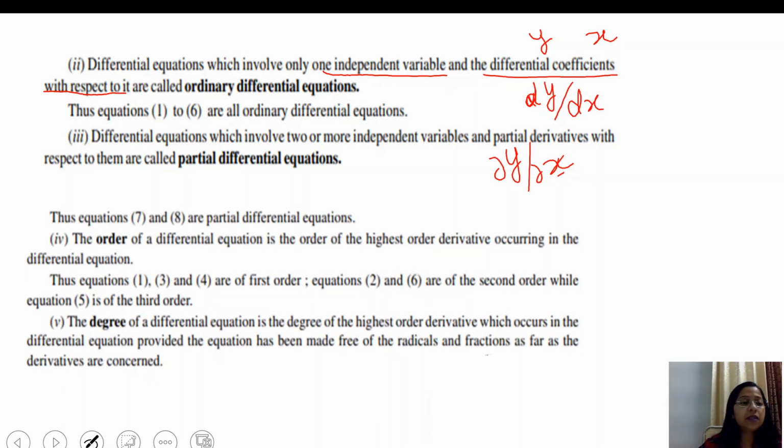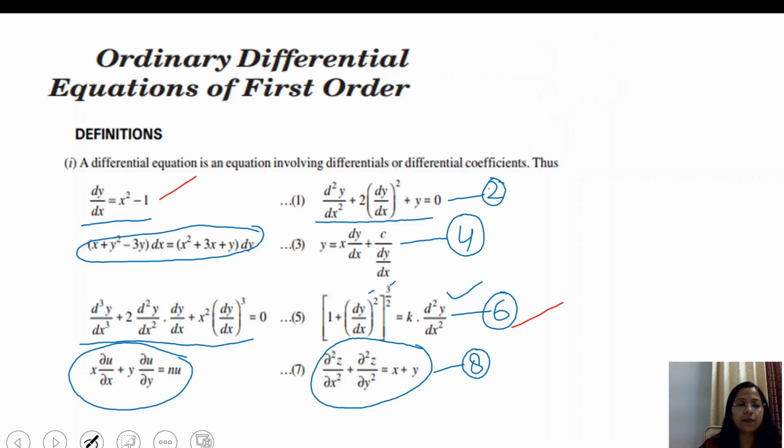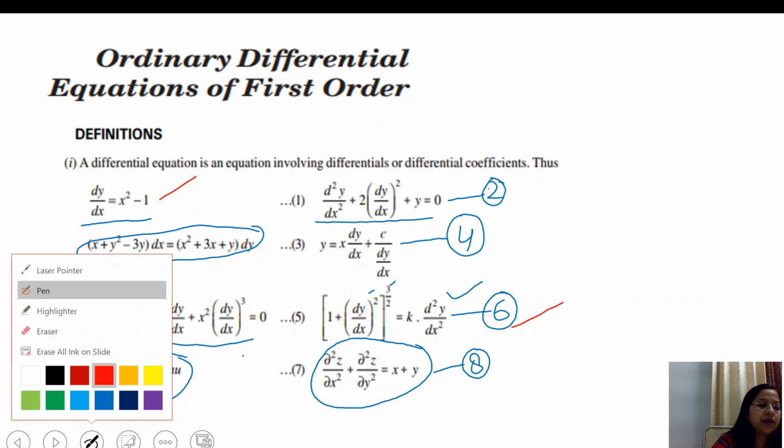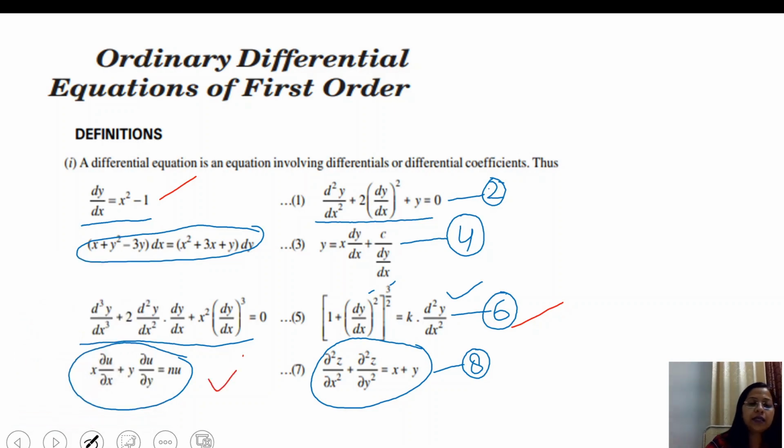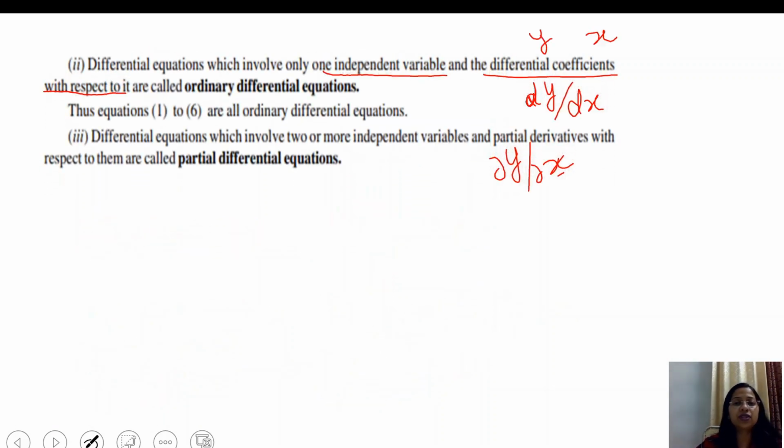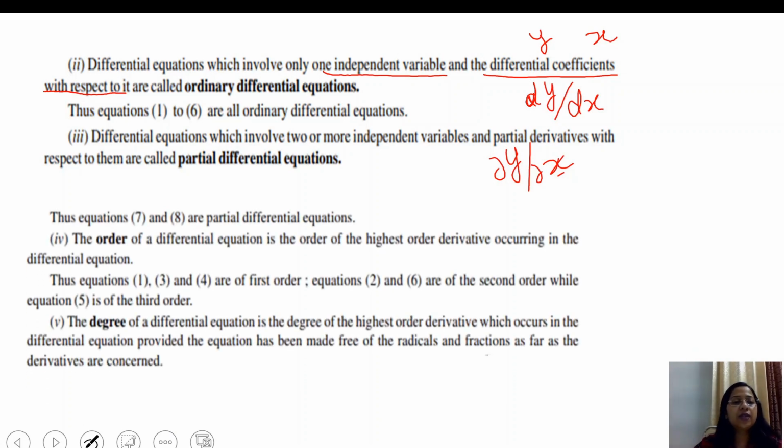Here, in examples 7 and 8, just go back to the previous slide. Example number 7 and example number 8 both have differential coefficients, but in terms of partial derivatives. So we have partial differential coefficients here, and that's why these are partial differential equations.